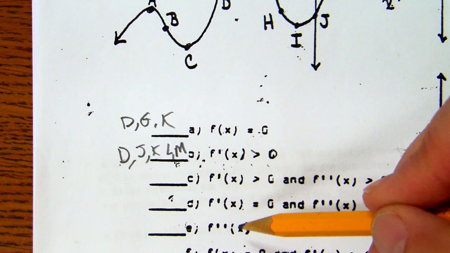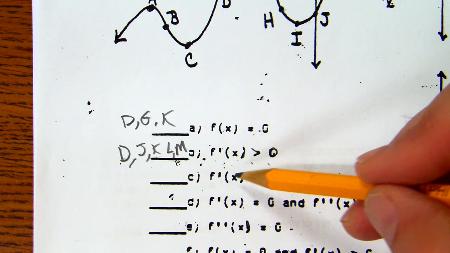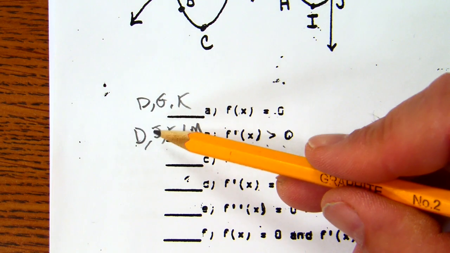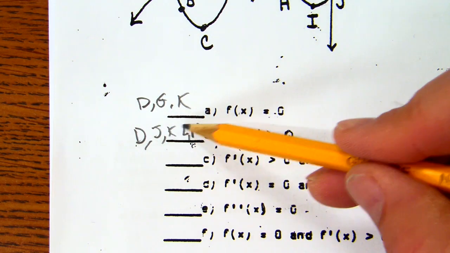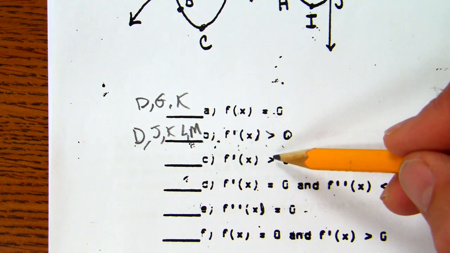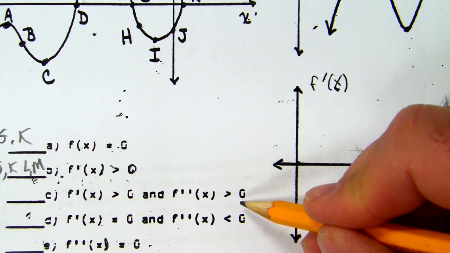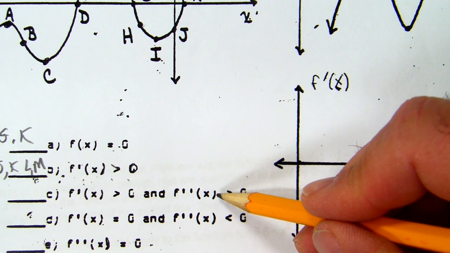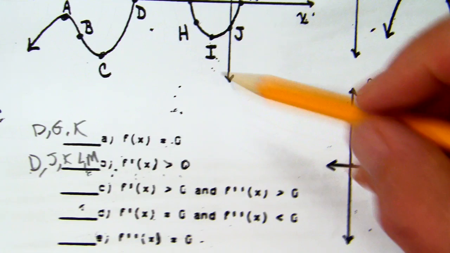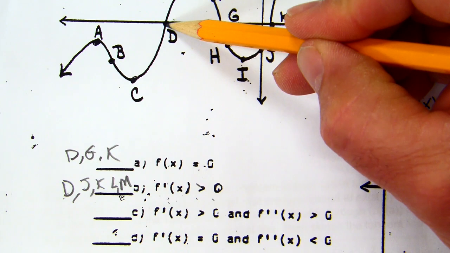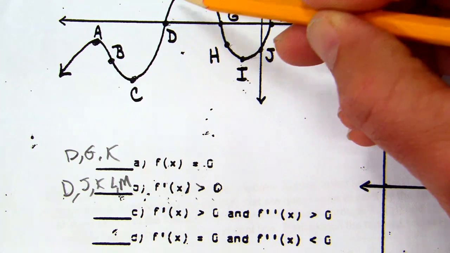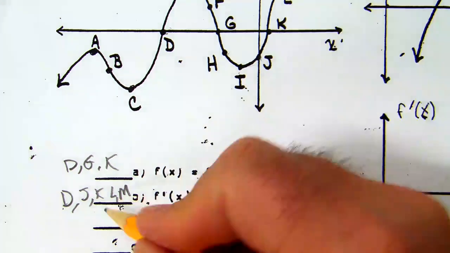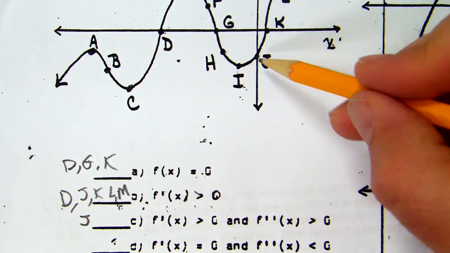Okay, then we go to part C. Where is the original function increasing? Right away, I know that my choices are limited to these 4 or 5. And the second derivative is greater than 0. Now, what did that mean? Well, it means I'm concave up. It's holding water. Well, D is an inflection point, so D is not part of my answer. J is on a section that is concave up, so J is part of my answer for part C.